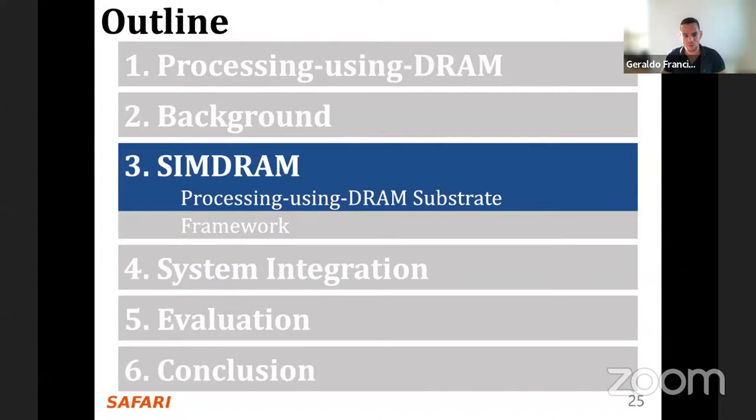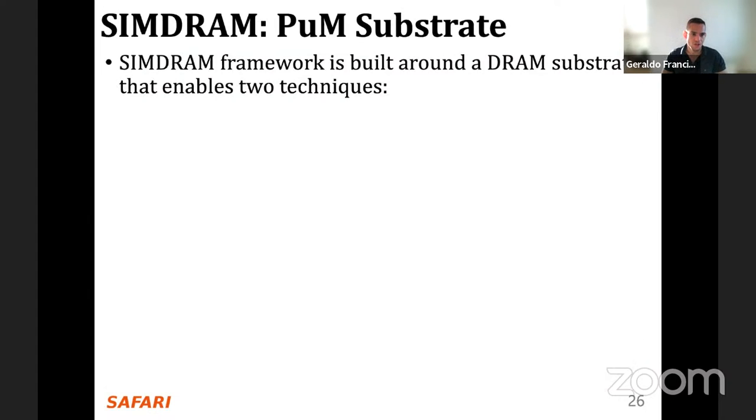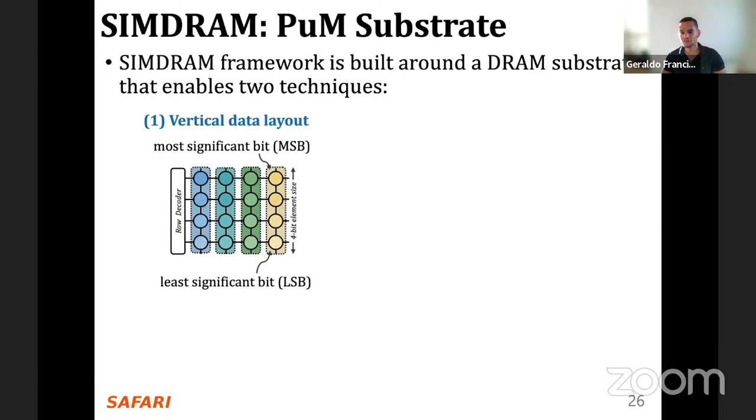I'm going to next describe the processing-using-DRAM substrate that SIMD-DRAM builds on top of. This substrate requires two previously proposed techniques. The first one is vertical data layout. Instead of storing data in a traditional horizontal data layout, where a data word is placed in a DRAM row and all of the bits are placed in the same DRAM row, we are going to transpose that and place different bits of a data word across different word lines.